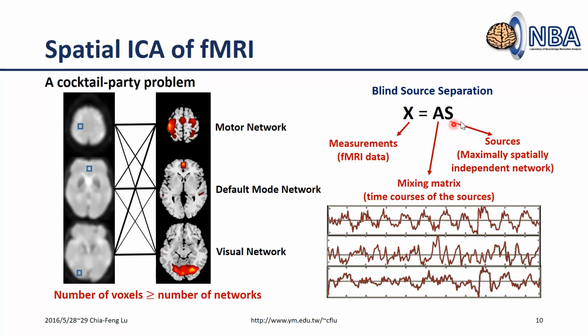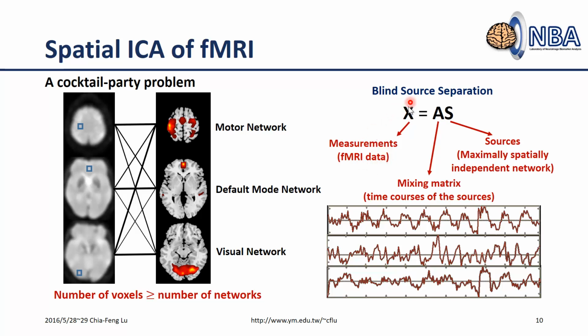So now I try to rewrite the equation here. As you can see, I just transform the matrix form into this kind of equation. So X now is the collection of all the BOLD signals from all the measured voxels.